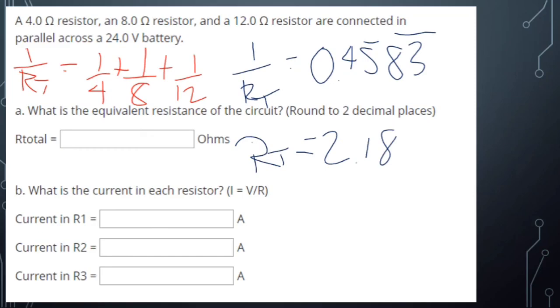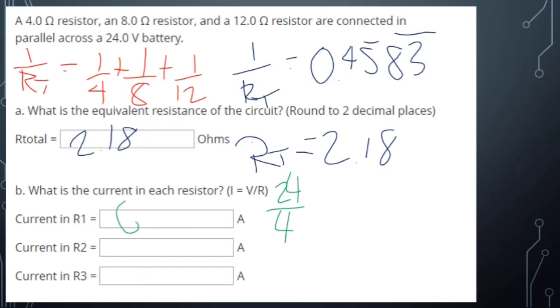So, what is the current in each resistor? Well, we have our total, which is 2.18. Do we need that? Not really. I is equal to V over R. So you have 24 divided by 4 for R1, because that's V over R.